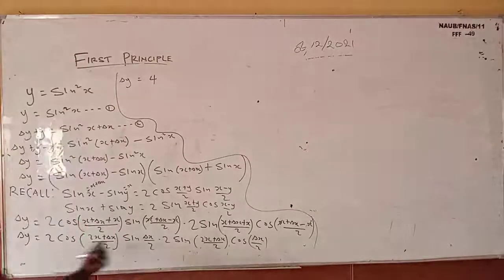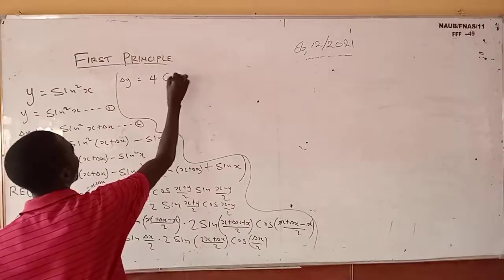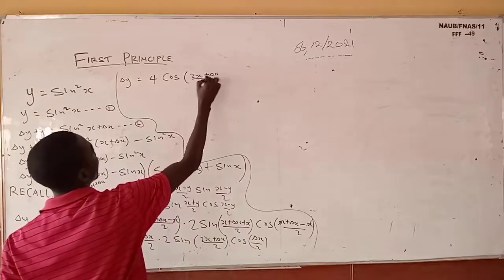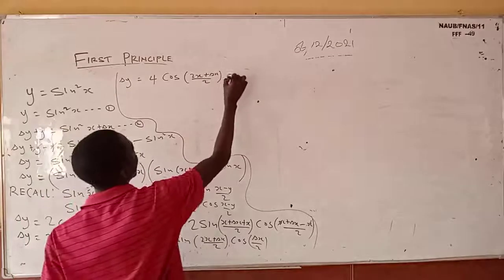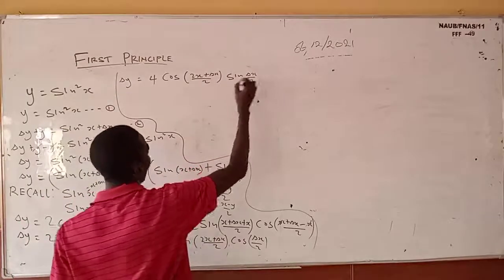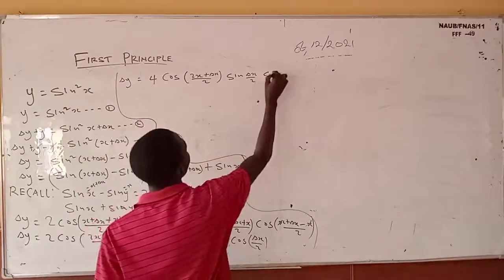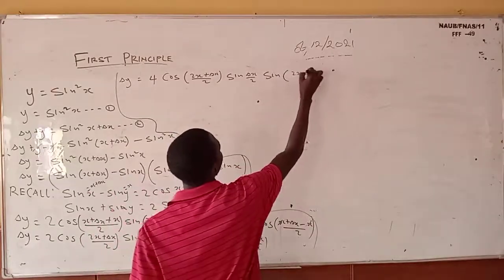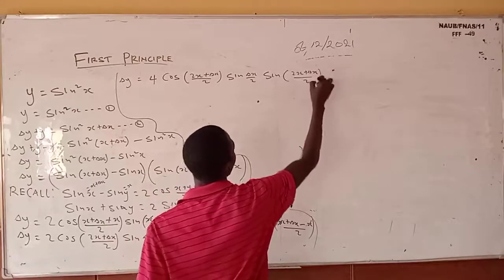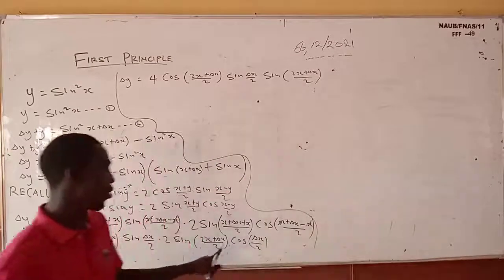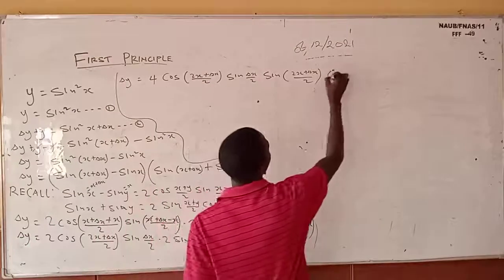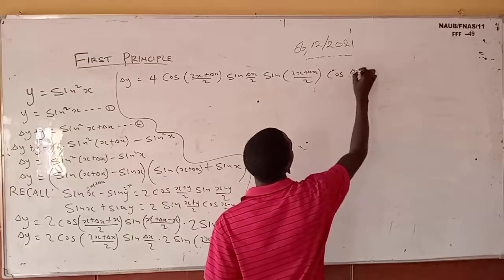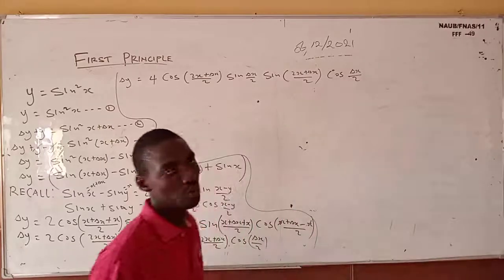No, we cannot do that. So we just write that back. So we have cos 2s plus change in S over 2, we have sine change in S over 2. We also have sine 2s plus change in S over 2. Then we have cos change in S over 2. You get that?